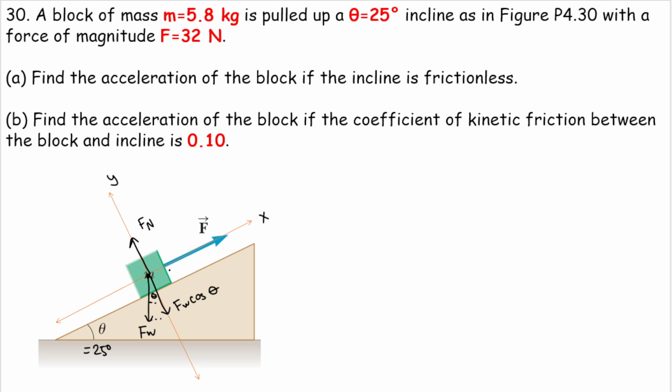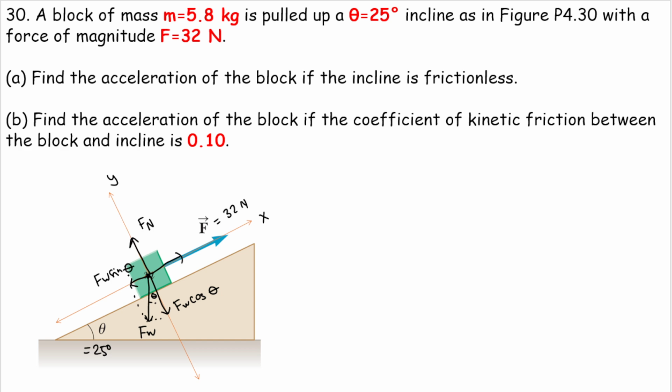Then we will have this force F, and that F is 32 Newtons. So we'll have 32 Newtons here. And also we will have this component, which is the weight of the block times sine of θ: Fw sine of θ.